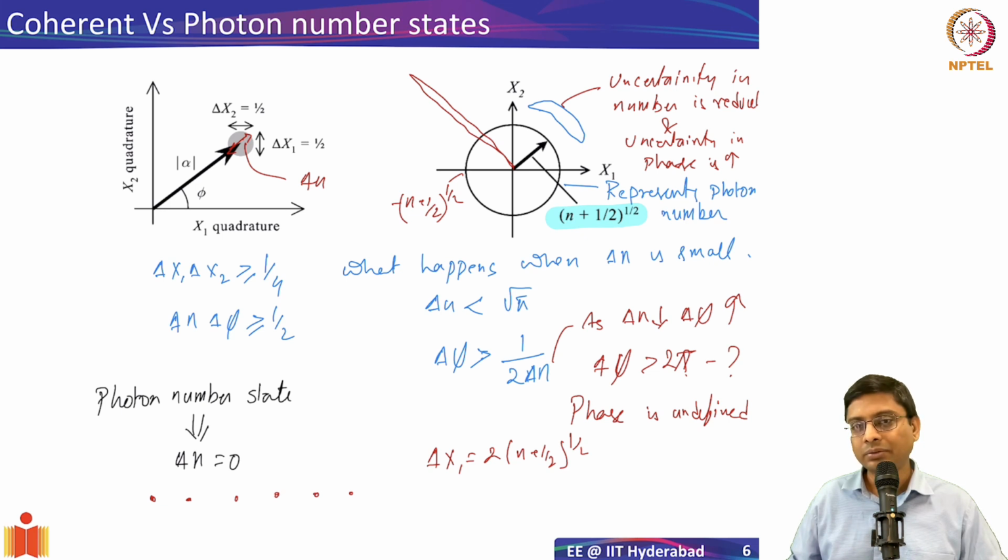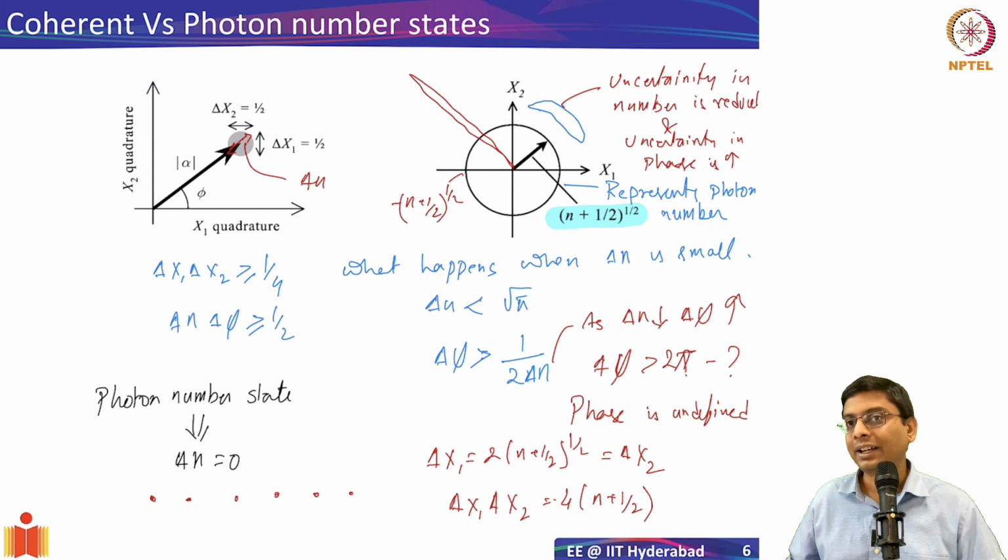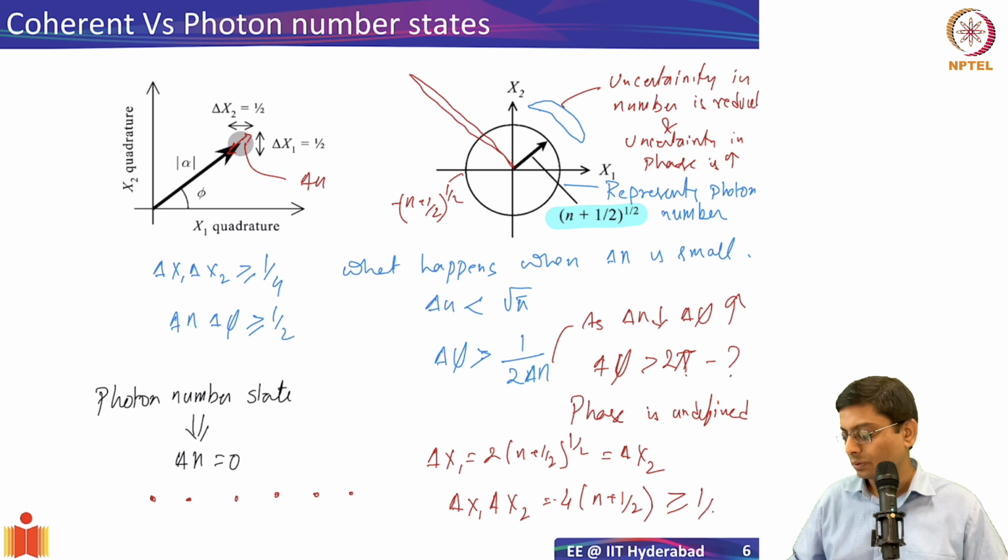What will be delta x2? Because it's a circle, that will also be equal to delta x1. So my delta x1 times delta x2 should be equal to 4 times n plus half. So how does this compare? Is it a minimum uncertainty state? What is the minimum uncertainty? Delta x1 times delta x2 should be greater than 1/4. But here, even if I put n equal to 0, I am getting an uncertainty of 2, which is definitely greater than 1/4.